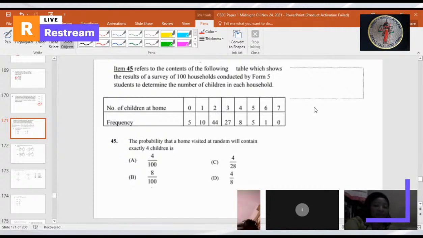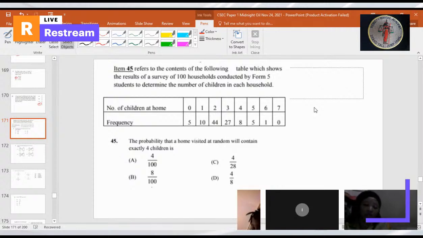For item 45, it refers to the contents of the following table, which shows the results of a survey of 100 households conducted by Form 5 students to determine the number of children in each household. So we have the number of children at home and the frequency as shown in the table. Number 45, the probability that a home visited at random will contain exactly 4 children.